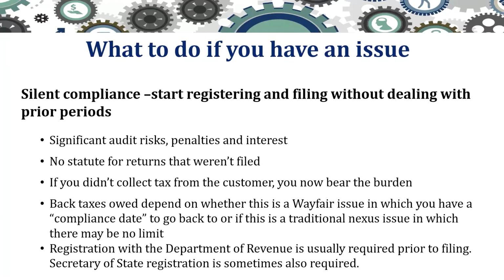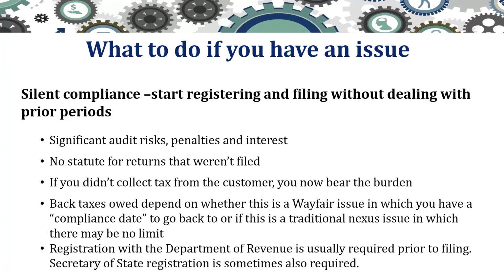So the problem with doing silent compliance, where you just start, I realize I have a problem with California. Their compliance date was a year ago, but I'm going to go ahead and start filing today. The problem is the state can always come back to you and say, hey, you had 100,000 in sales this year. Where's last year's? And once they come back to you and ask for last year's information, you have very little room to get out of interest and penalties, because they're the ones that initiated the contact. There's no statute of limitations for returns that weren't filed. So you can't just ignore it and assume it's going to drop off the radar. It may eventually, but it's going to take a while. Like I said, if you didn't collect the tax from the customer, you now bear the burden.